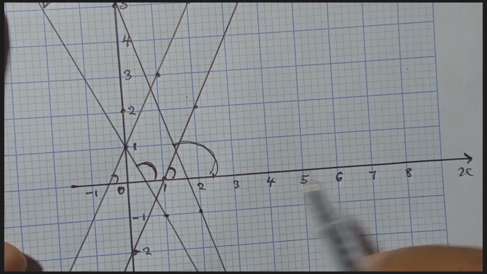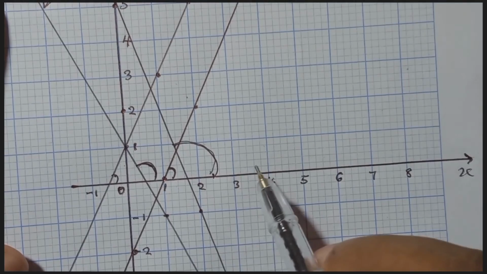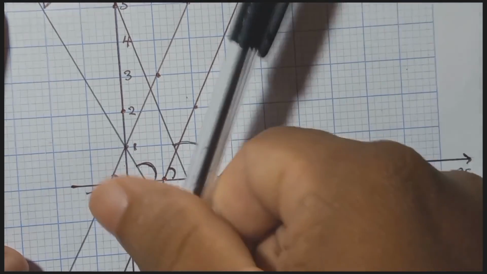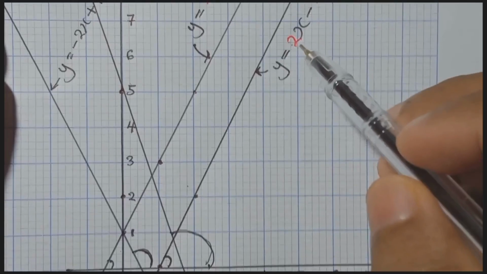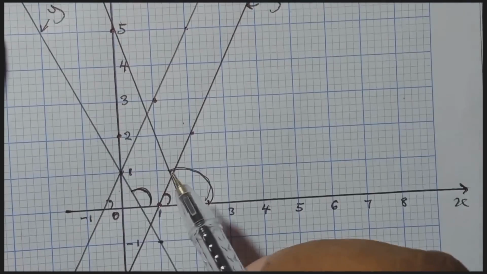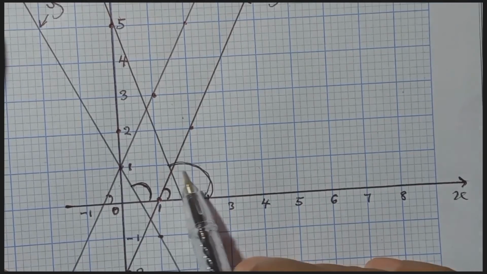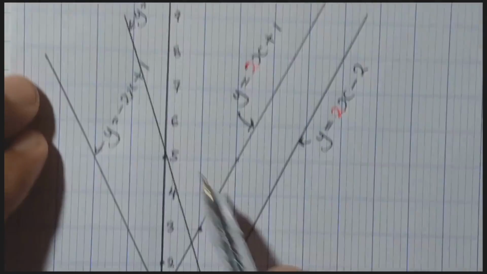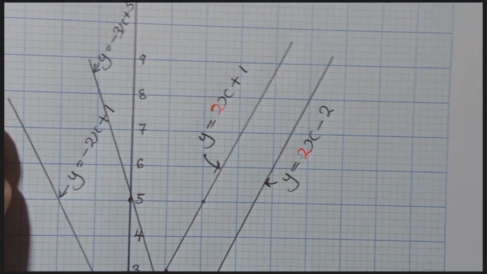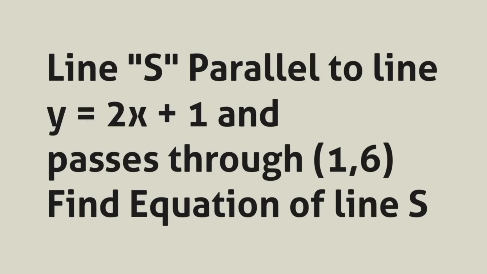Or you can consider it like this. With the plus side of the x-axis, if it makes an acute angle, then the gradient must be plus. If it makes an obtuse angle with the plus side of the x-axis like this, those have a negative gradient. Keep that in mind, that's also a very important thing.